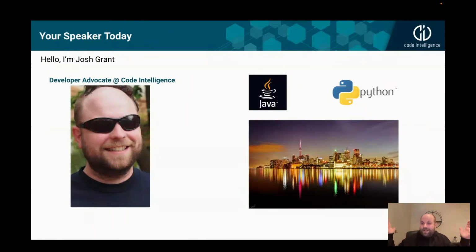Your speaker today, hello everybody. I am Josh Grant, a developer advocate at Code Intelligence. I've been working in test automation for 12 plus years. I've been up and down the test automation pyramid. I've worked with end-to-end testing using Selenium and Appium. I have worked with API testing in Python, which was really fun. And I'm very happy to be talking at the lowest level of the test automation pyramid, talking about unit testing and fuzz testing today. My language of choice is Python, of course, but we'll be talking about Java today. And I am based in beautiful, lovely Toronto, Ontario, Canada. So thank you for coming.